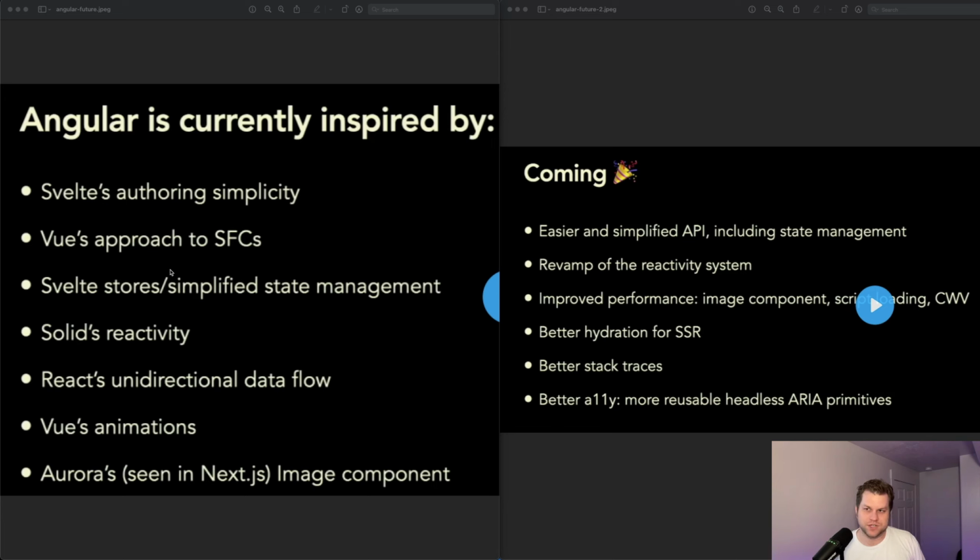And to me, moving from RxJS to Svelte stores, that is awful. I can't think of anything that would be worse than that move when you have behavior subjects in RxJS, which Angular developers are already familiar with. It's unfathomable. It's unfathomable to me that could be seen as a positive thing from Angular's perspective. I do not understand that at all. So I hope that doesn't happen. I really hope that doesn't happen.